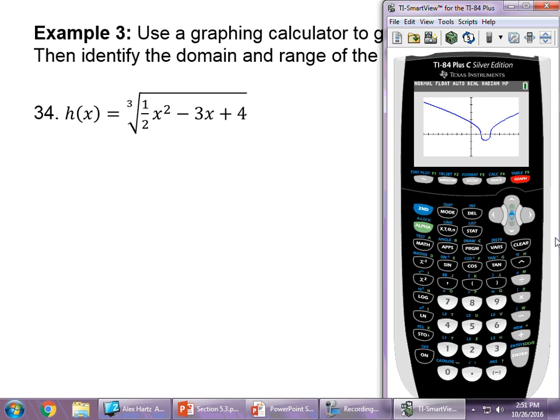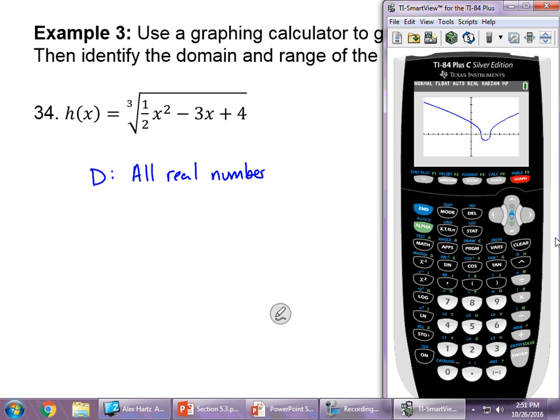Okay, so let's describe what's happening on this graph. Hopefully it'll let me write on top of the calculator, I'm not sure. But if I'm trying to find the domain and the range, the domain extends all the way across the screen, just like a regular cubed root function. Anything is allowed in, so all real numbers works.